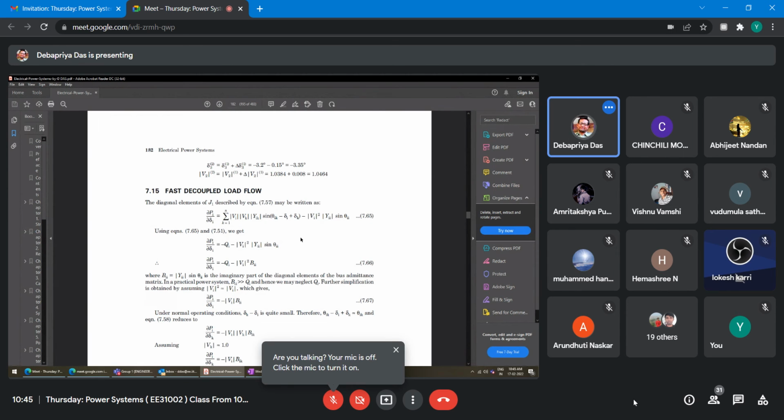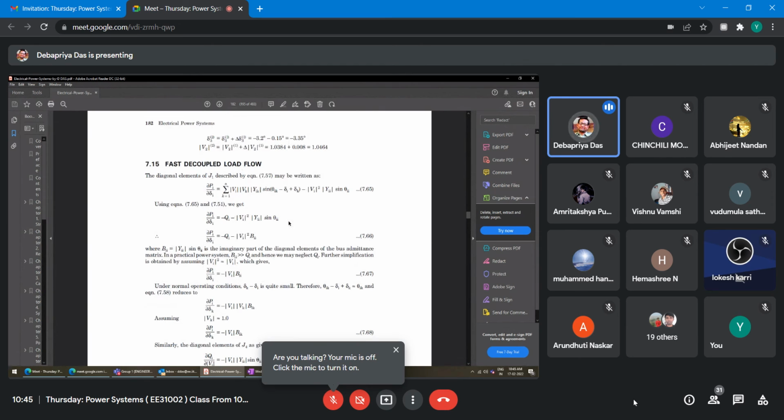Anyway, so this is your fast decoupled load flow. Fast means faster than your decoupled load flow. Some approximation has been made here. This is true for high tension transmission lines, maybe 132 kV transmission line or above. But this method is very popular in power system engineering in industry. Nowadays all commercial packages are available, very efficient packages are available.